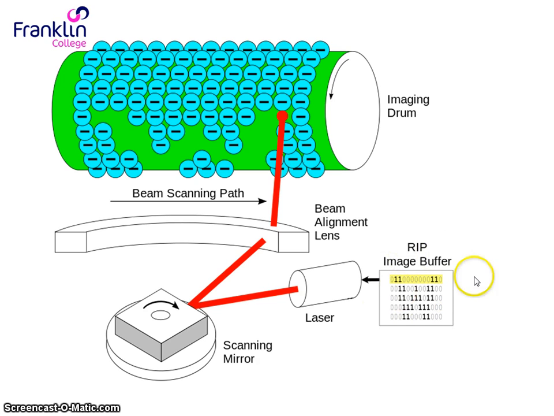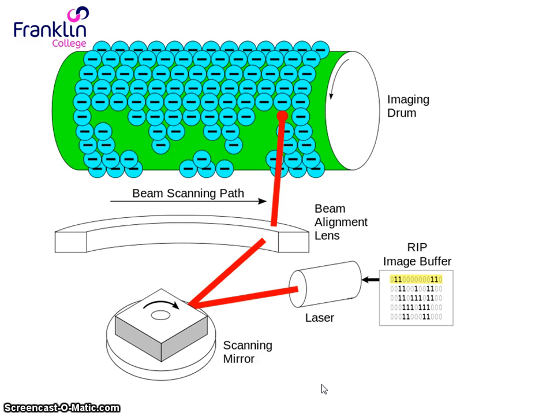So here is the bitmap that's generated by the printer, directed to a modulating laser beam. The laser beam is shone at the drum via a series of rotating mirrors. We've got an alignment lens that aligns that with the drum. The drum is rotating, and this allows the image to be placed onto the drum all in one go. So the drum is rotating. The drum that was previously coated in a negative static charge, where the laser beam is shone at it, is neutralized.